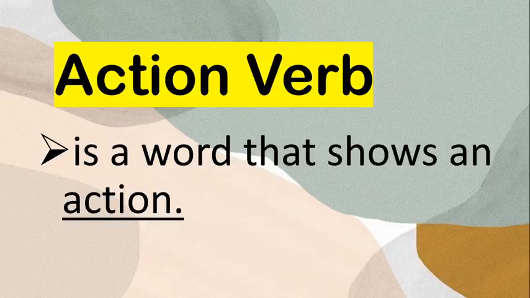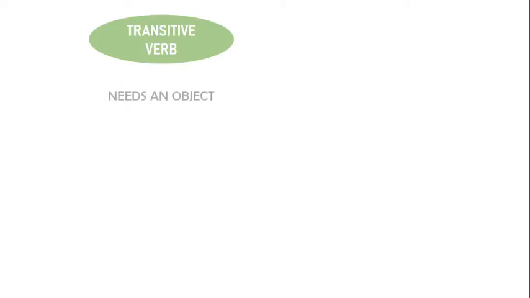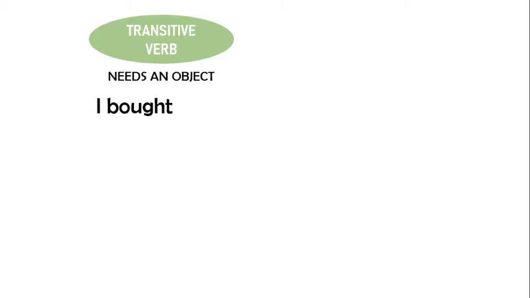Okay, from the word action, we have act, meaning it shows action, it shows movement. So we have two kinds of action verb, and those are the transitive verb and the intransitive verb. So let's start with the transitive verb. What is a transitive verb? It needs an object. Let's just say for the sentence or phrase, I bought.